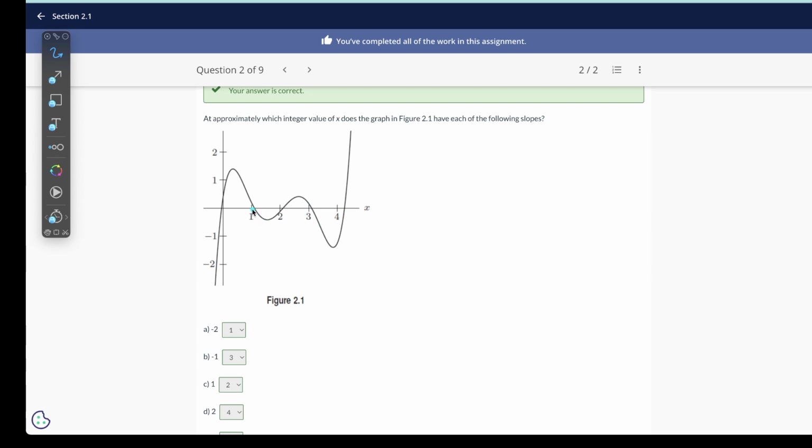So where x is 1, the slope is negative, right? And where x is 3, the slope is also negative. So how do we know which one has the more negative slope? Which one is decreasing faster? We can do that using a tangent line.